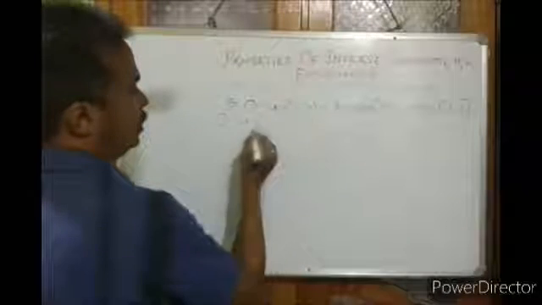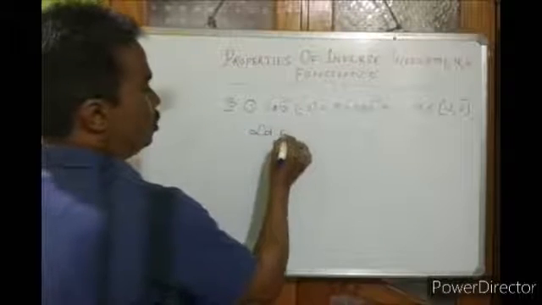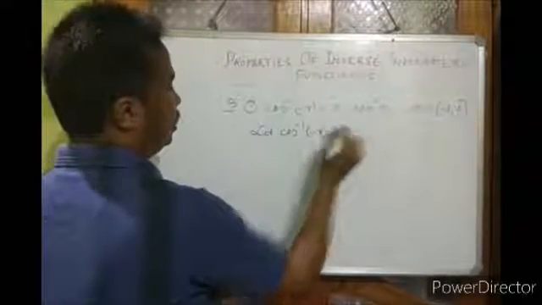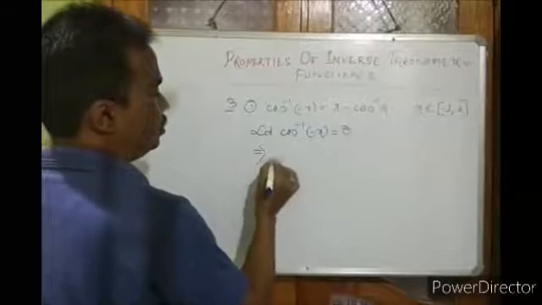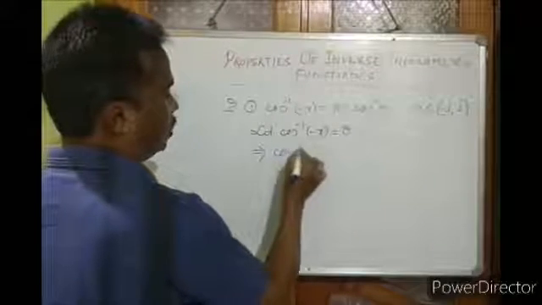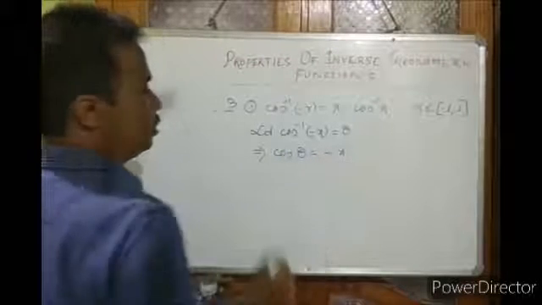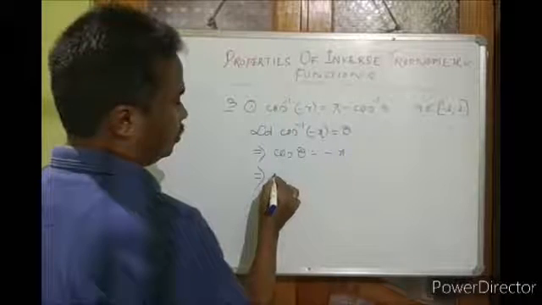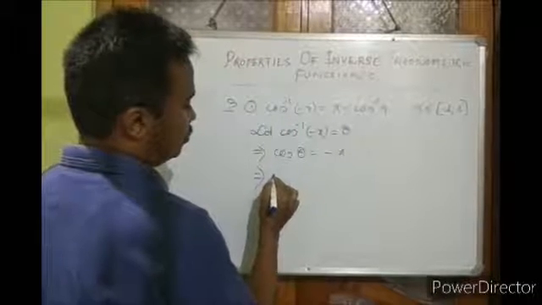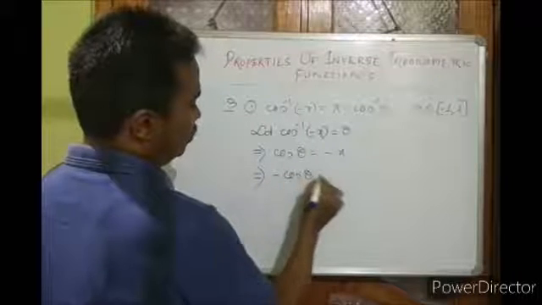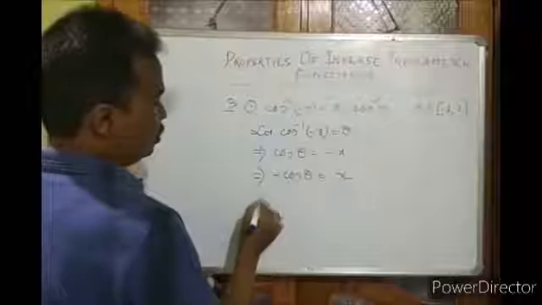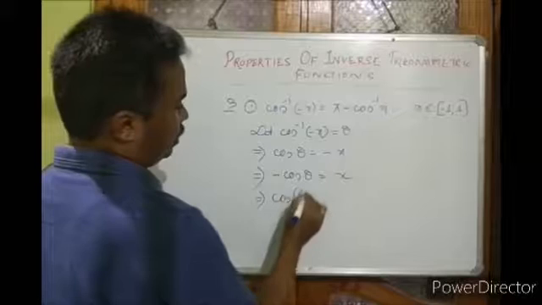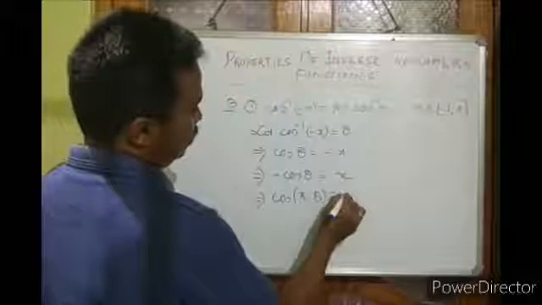So how do we start? Let cos inverse of minus x be equal to theta. So this implies cos theta is equal to minus x. So this implies minus cos theta is equal to x. So minus cos theta can be written as cos of pi minus theta, which is equal to x.